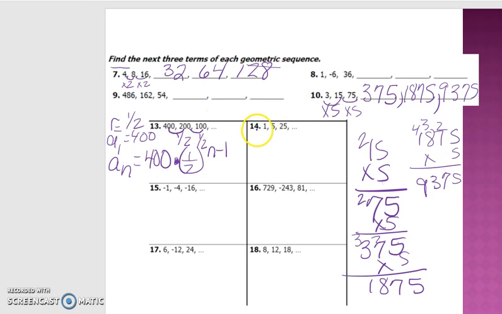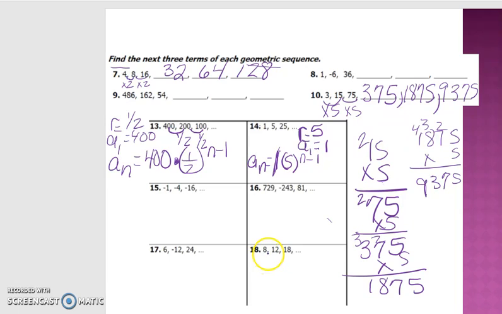What about the equation for number 14? What is your ratio? What are you multiplying by? 5. What is your first term? 1. So let's fill in the formula. 1 times 5 to the n minus 1. Now that 1 in the front is not necessary, but it helps us understand what we have in our equation. Okay? All right, so I think you can do those. Just find out what are you multiplying by, or see if it's geometric.